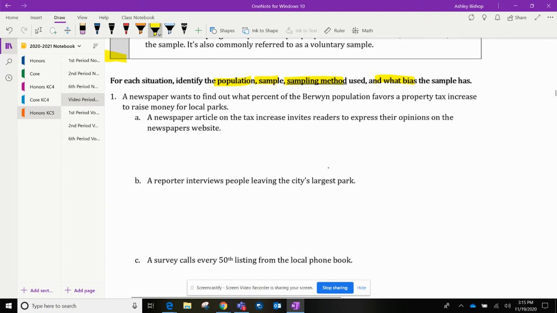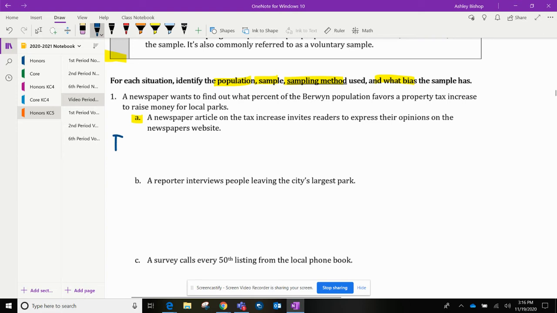So to set the stage for my situation, a newspaper wants to find out what % of the Berwyn population favors a property tax increase to raise money for local parks. So I want to see how many people that live in Berwyn would be okay if I raised taxes, but I just want to do that to make sure our parks get better. And the way I'm going to do that is a newspaper article on the tax increase invites readers to express their opinions on the newspaper's website.